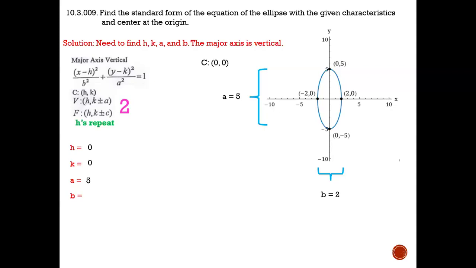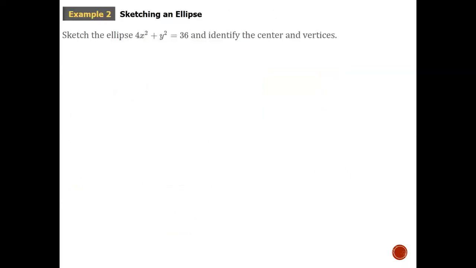If you see it here, my values that repeat are my horizontal axis. So B is 2. Okay. So again, now it's just plugging them into the formula. When I do that, my final result is x squared over 4 plus y squared over 25 is equal to 1. Okay. All right.